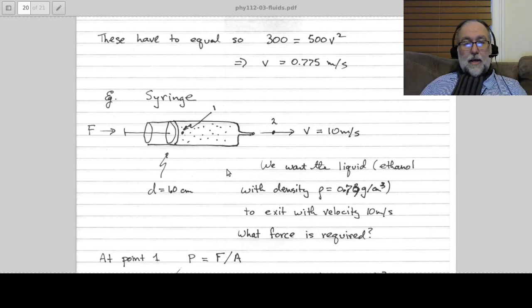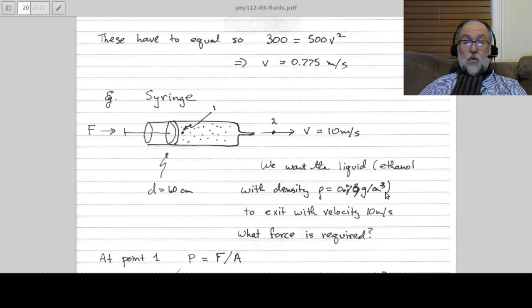And the syringe here, I'm going to say it is circular with a diameter of 1 centimeter, so 1.0 centimeters there. And the fluid, when it flows out, is going to come out with a velocity of 10 meters per second. We always use water, so this time I said, let's use ethanol. And ethanol has a density of 0.79 grams per centimeter cubed. I'm sorry, this is a little hard to read, but that is 0.79 grams per centimeter cubed.